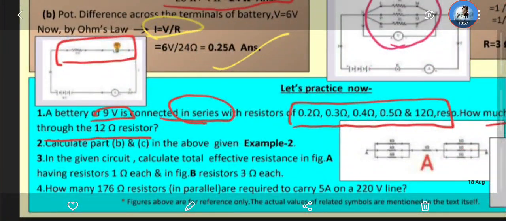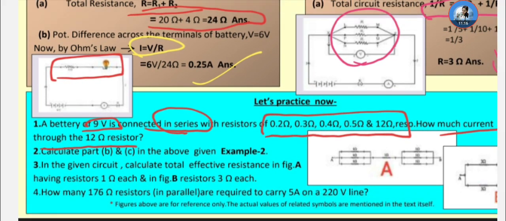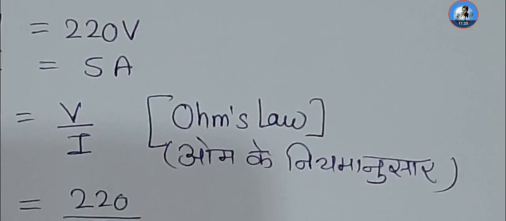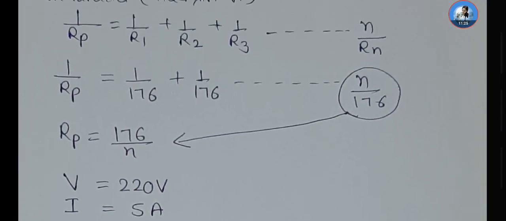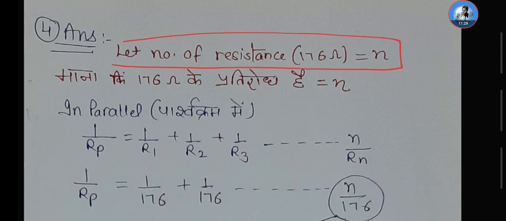In the last question, how many 176 ohm resistors in parallel are required to carry 5 ampere on a 220 volt line? It means the value of V is given, the value of I is given, but how many resistors we don't know. We have to count the number of resistors. So let's count the number of resistors. Suppose, students, we assume that the number of resistors here is n.